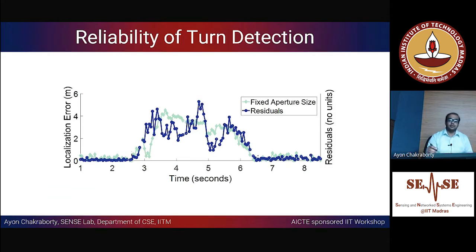We want to detect when the person has gone straight and taken a turn. We want to identify this time instant. If we can identify this time instant, we can ignore the range values here, ignore everything here.